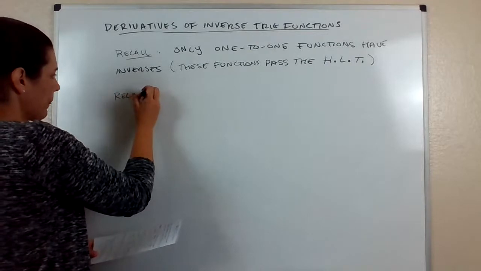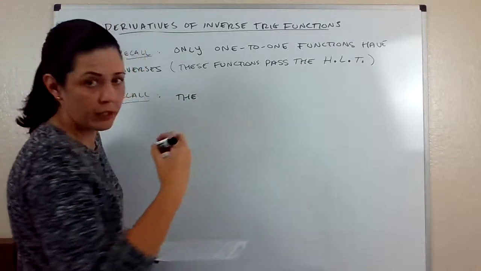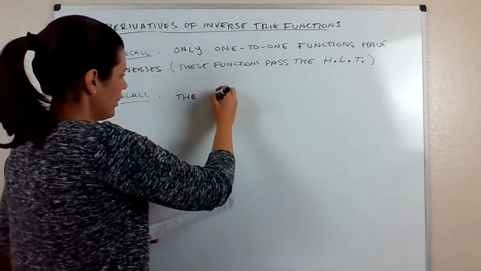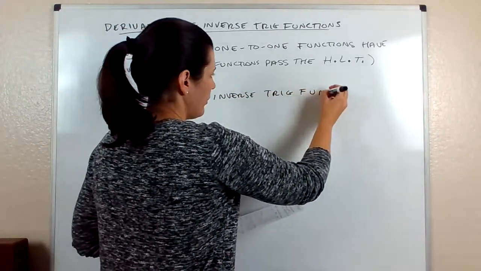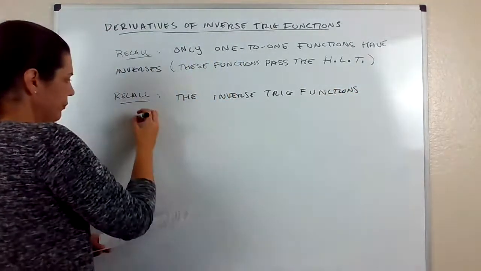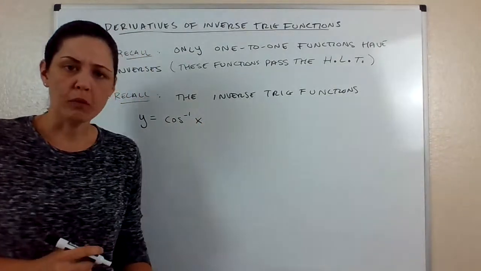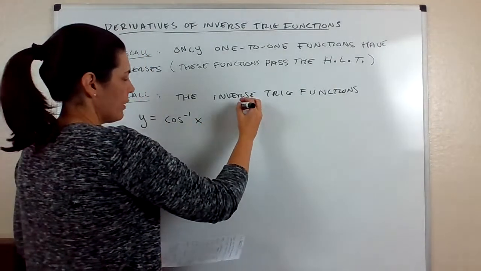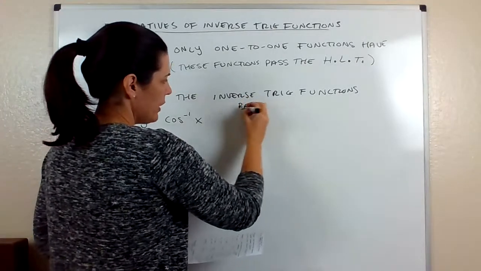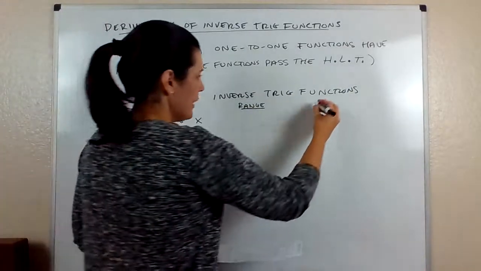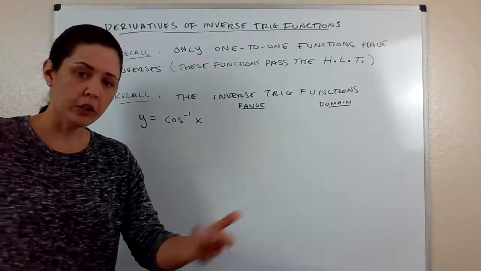So recall, these are your 6 inverse trig functions. I'll tell you a little bit about the domain and range of each. Okay, so on the left here, I'm going to put the function, and then I'm going to put the range and the domain. So the range, if I'm talking about the inverse or opposite, this is what used to be the domain from the original function. And then the domain is what used to be the range, because I'm doing the opposite function.